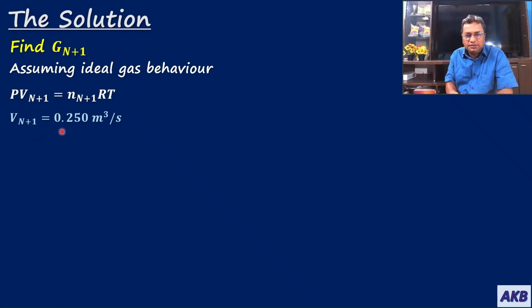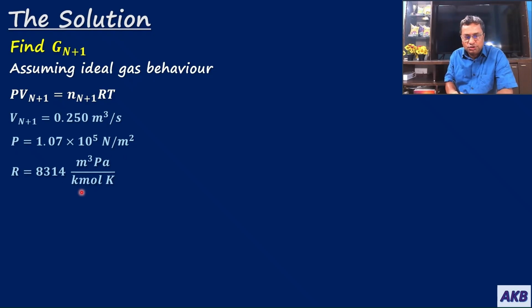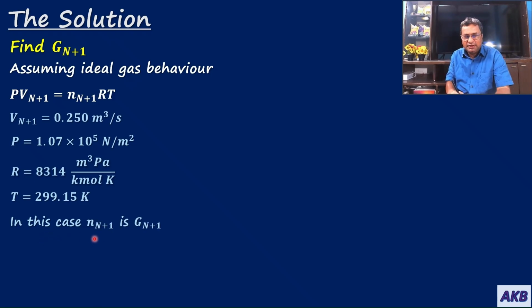Vn+1 is given to us, it is 0.250 meter cube per second. P is given to us, it is 1.07 into 10 to the power 5 Newton per meter square. R, we are going to use this value 8314. For that, volume has to be in meter cube, pressure has to be in Pascal, that is Newton per meter square, amount of substance will be in kilomole, and temperature will be in Kelvin. So temperature is 299.15 Kelvin. As I said earlier, Nn+1 is nothing but Gn+1.